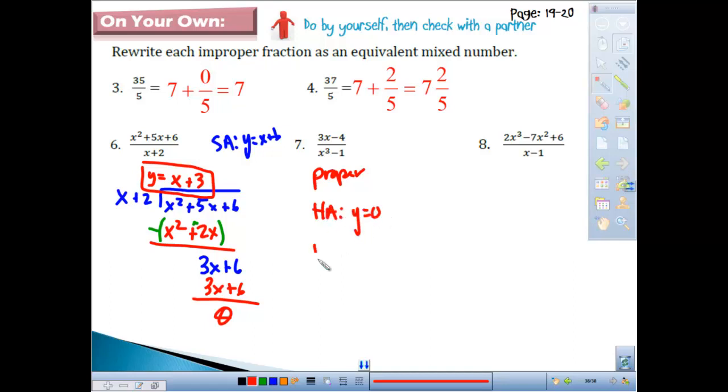Good. So then what would the end behavior? Good. As x approaches positive or negative infinity, the function is approaching 0.